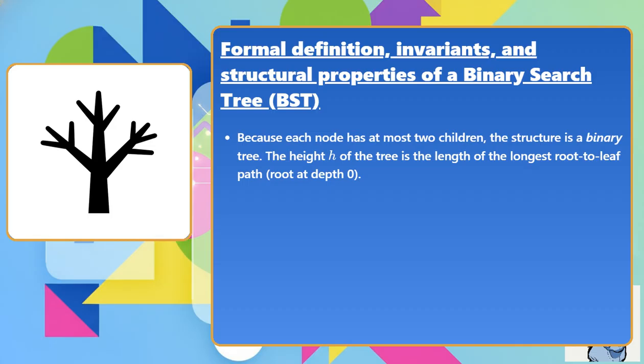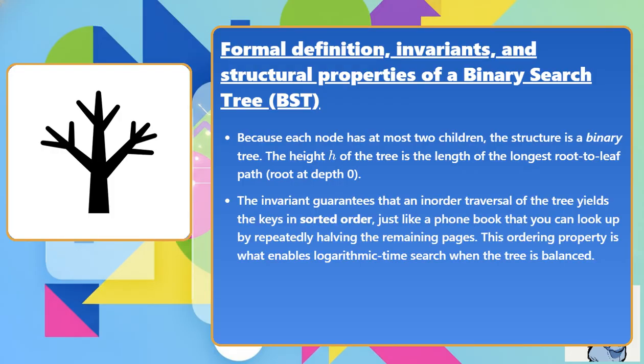The height h of the tree is the length of the longest root to leaf path, with the root at depth 0. The invariant guarantees that an in-order traversal of the tree yields the keys in sorted order, just like a phone book that you can look up by repeatedly halving the remaining pages. This ordering property enables logarithmic time search when the tree is balanced.